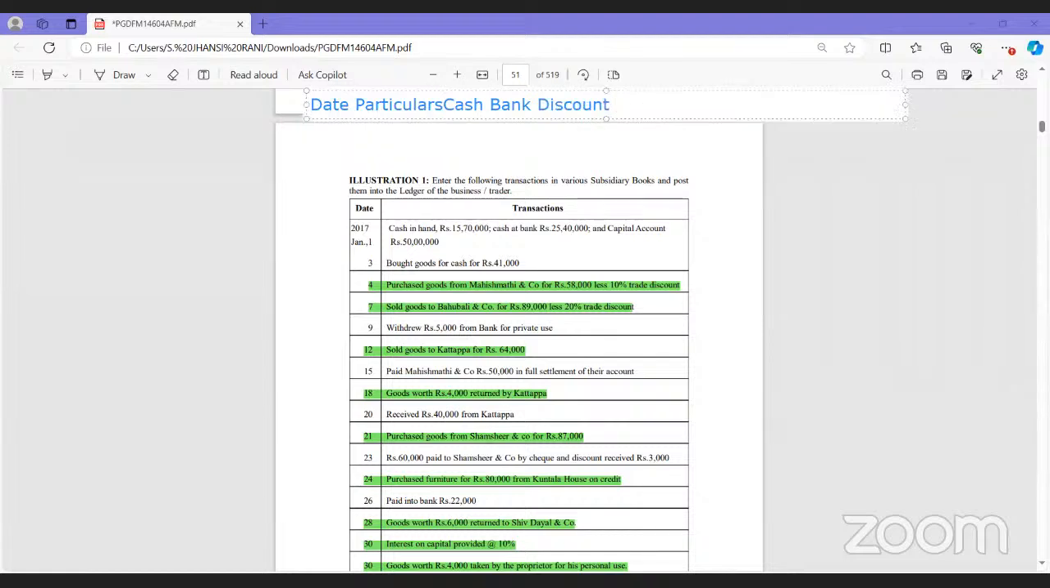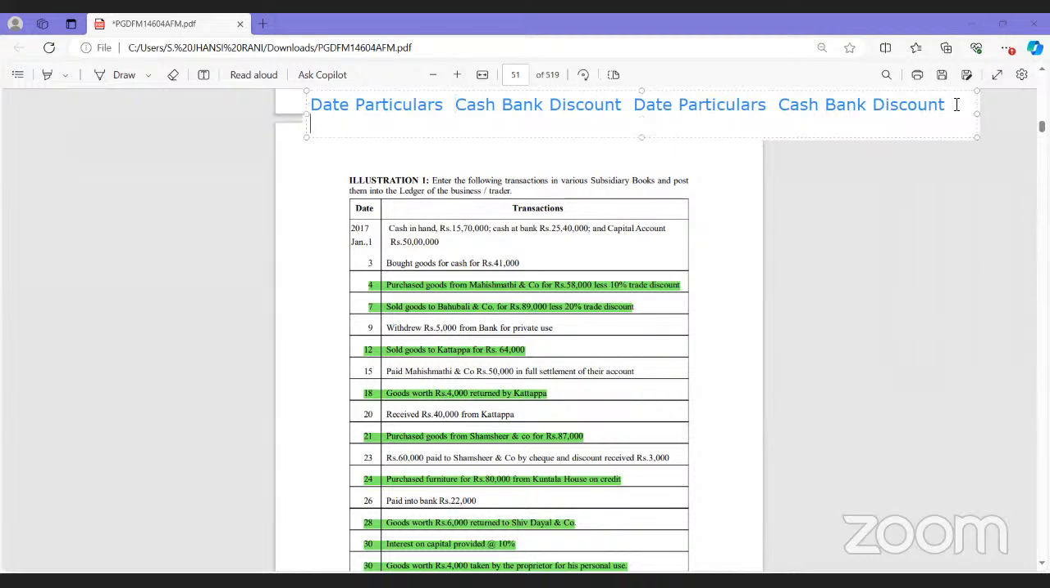Again on the credit side also date column, particulars, cash, bank column and discount column. So this will be the account format.